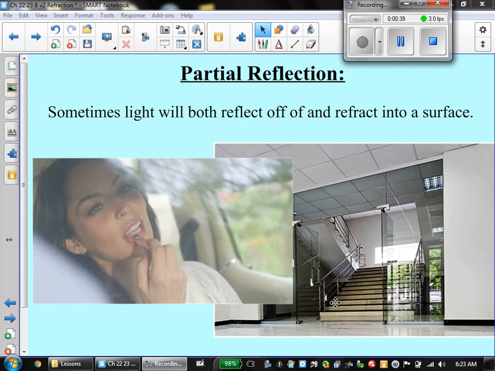Same thing here, a picture of a building. You can see into the building, so you can actually see through. Obviously the door's open, but you can see through the glass. But you can also see the reflection of the outside bouncing off the glass. So in this case, the glass is allowing some light to pass through, but it's also reflecting some of the light. And that's a very common experience. You go out to your car in the summertime, you can see reflection in the car window, but you can see into the car at the same time.